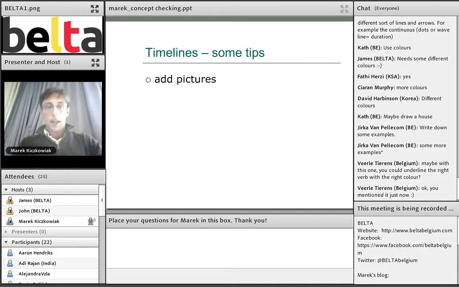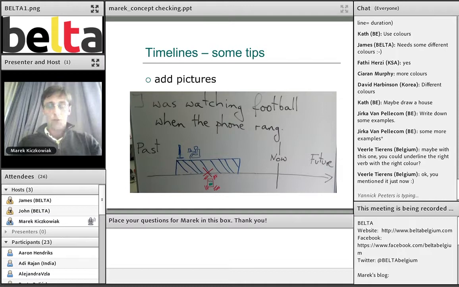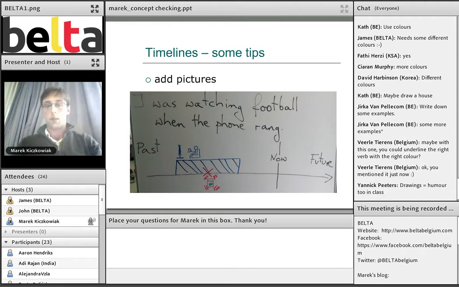And another tip is to add pictures. I'm not a big drawer myself. I'm definitely not Rembrandt. I'm more of a Picasso, with a little bit of a shaky hand. But I still try to add some pictures here. I was watching football when the phone rang. So you can see me there with a pint of beer, watching telly, and then you've got the red phone. That's my image of a phone. If you haven't guessed, that's supposed to be a new smartphone.